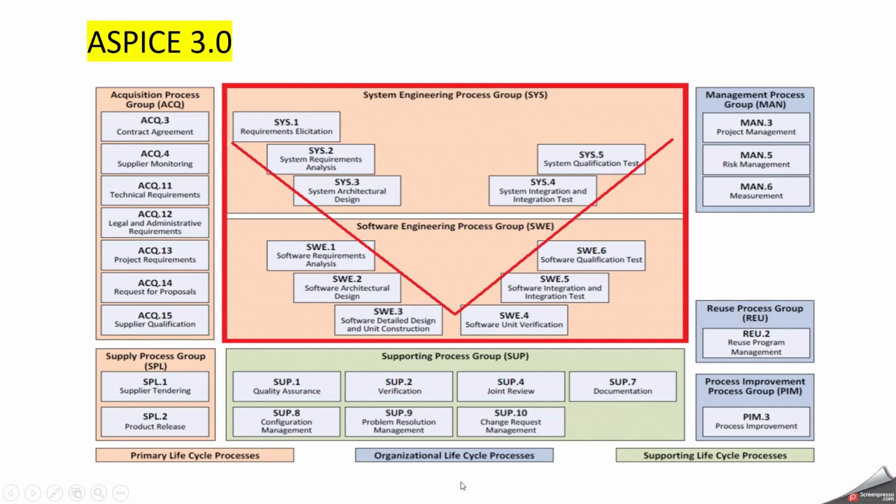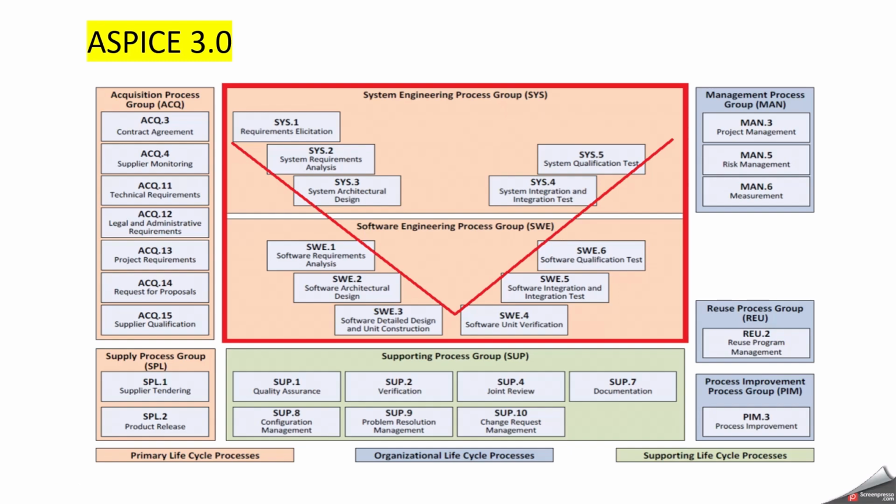Now, if we look at the supporting lifecycle process, we have a separate supporting process group. Here we have quality assurance, verification, joint review, documentation, configuration management, problem resolution management, and change request management. All those things are part of the supporting process group. So whenever a change request comes, first it will reach the change request management. From there it will go to the system, then it will go to the software.